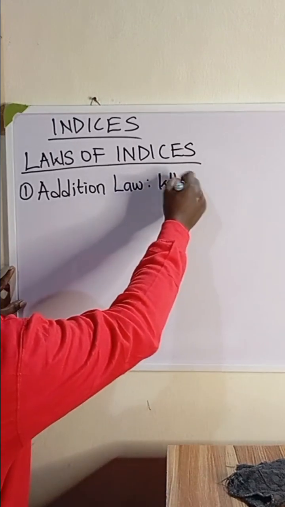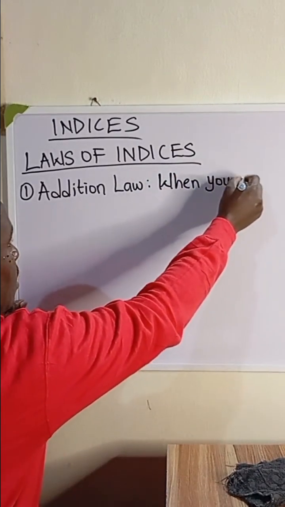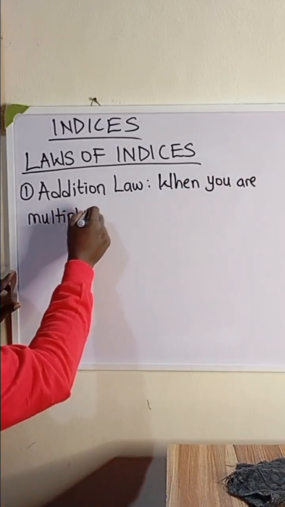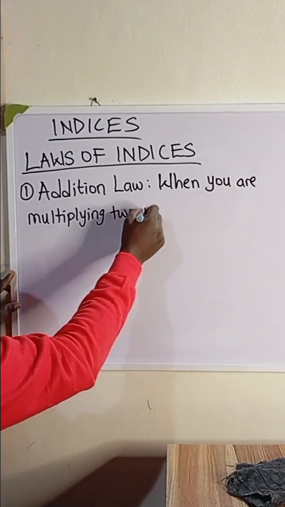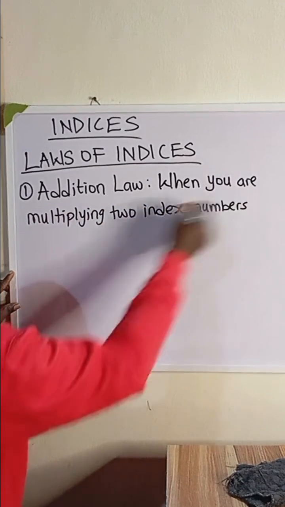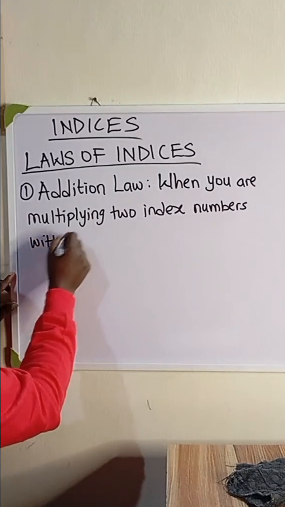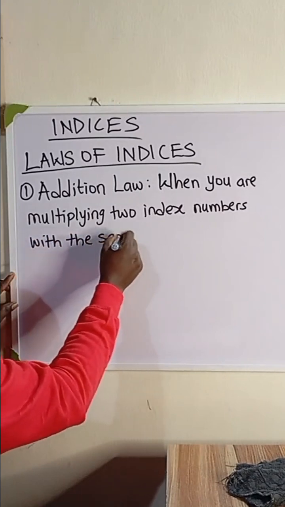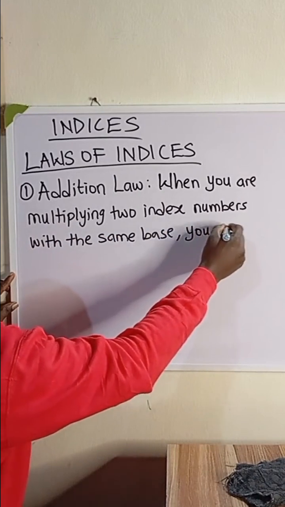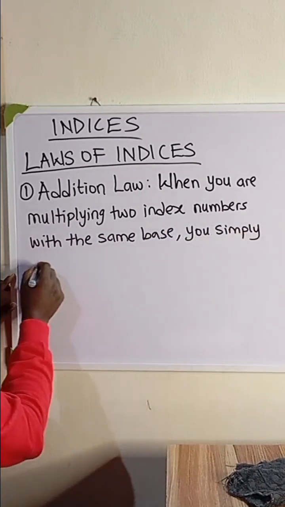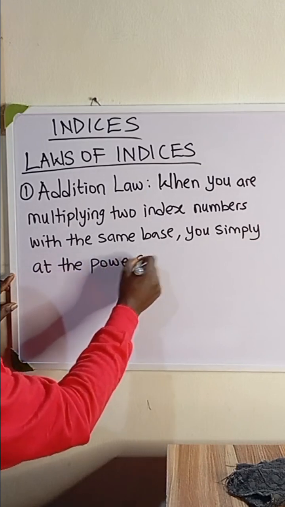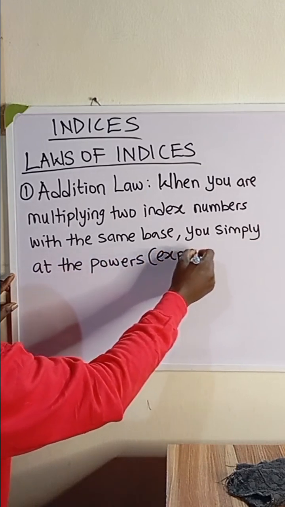When you multiply two index numbers with the same base, you simply add the powers or exponents.